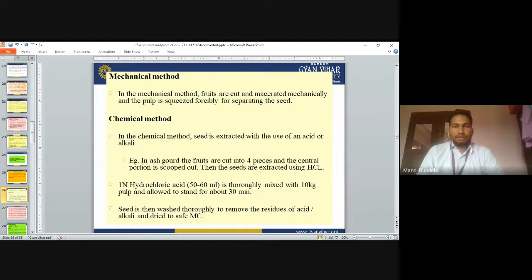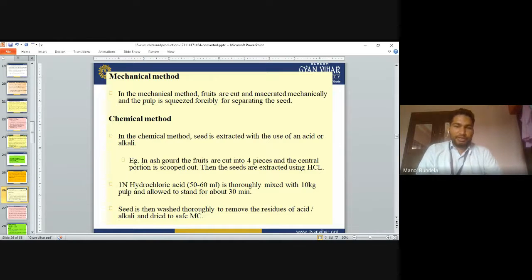Chemical method. The seed is extracted with the use of acid or alkali. In ash gourd, the fruits are cut into four pieces and the central portion is scooped out. We have to cut the fruits and scoop out the central portion. Then the seeds are extracted using HCl. We will use HCl for the extraction of seeds.